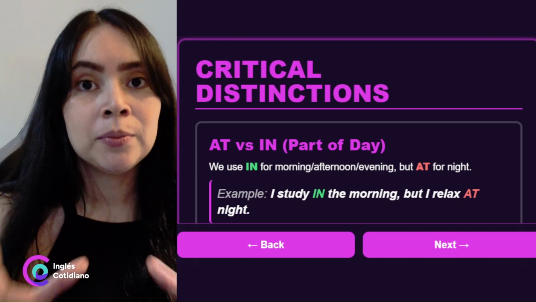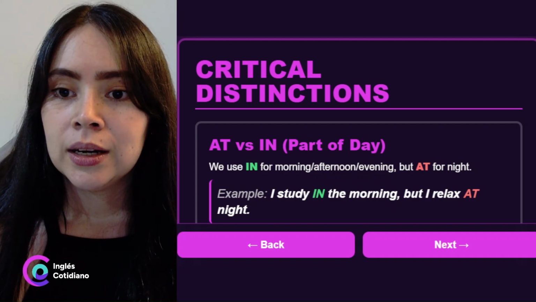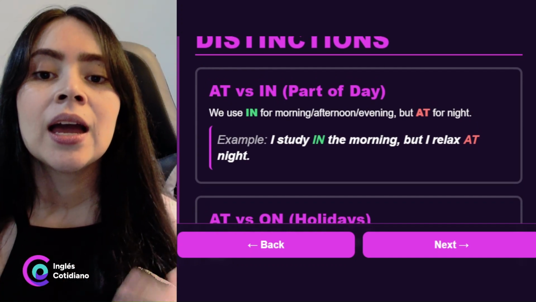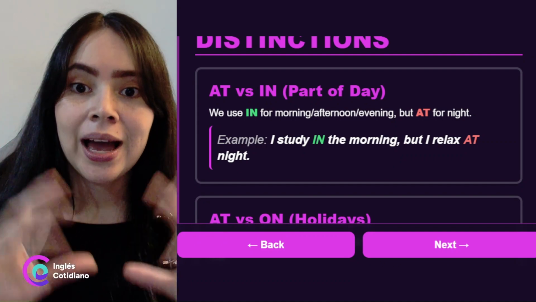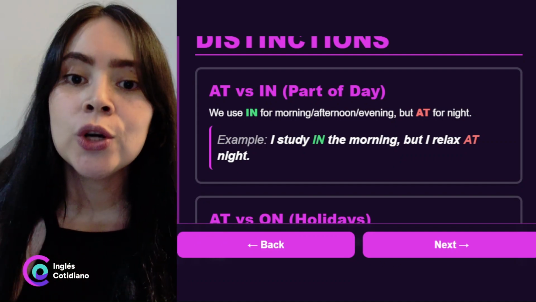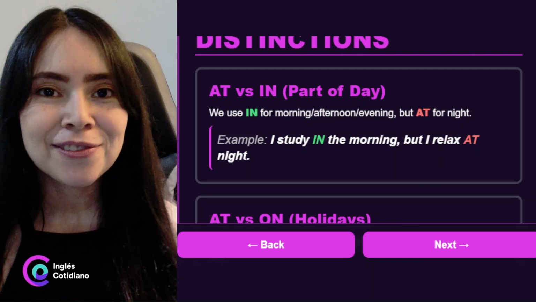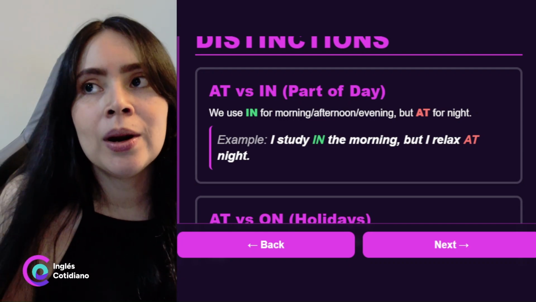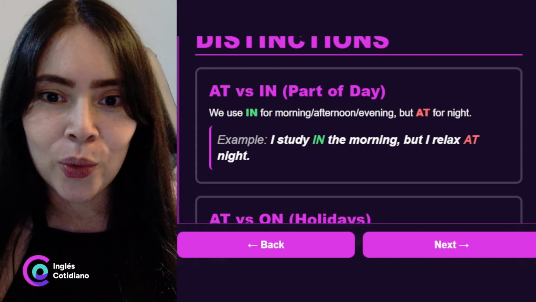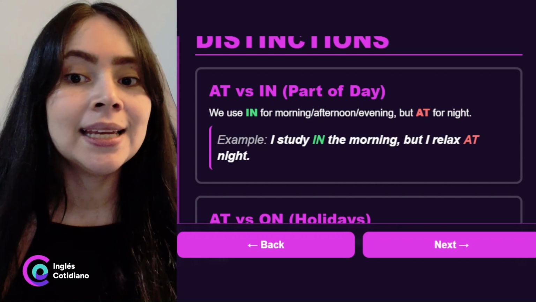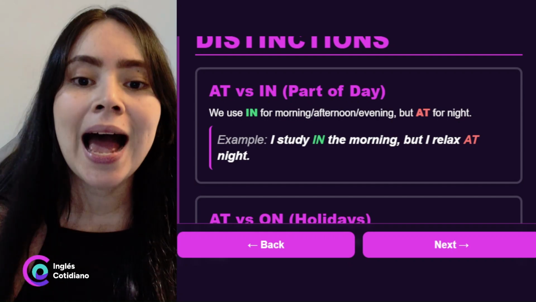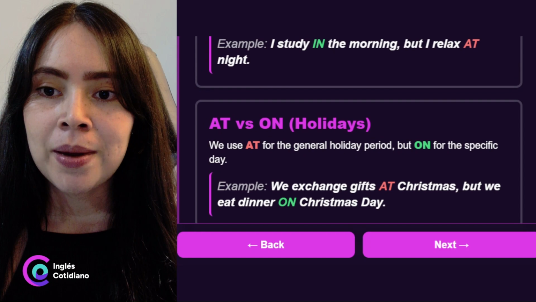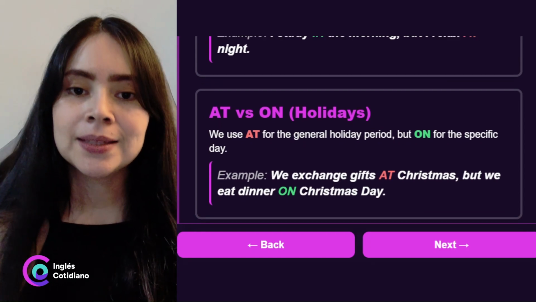Here we have something important. So let's see the first. At versus in. In parentheses, we have part of day. We use in for morning, afternoon, and evening, but at for night. This is something important that we must remember always. Example, I study in the morning, but I relax at night. The second example we need to remember always is this.